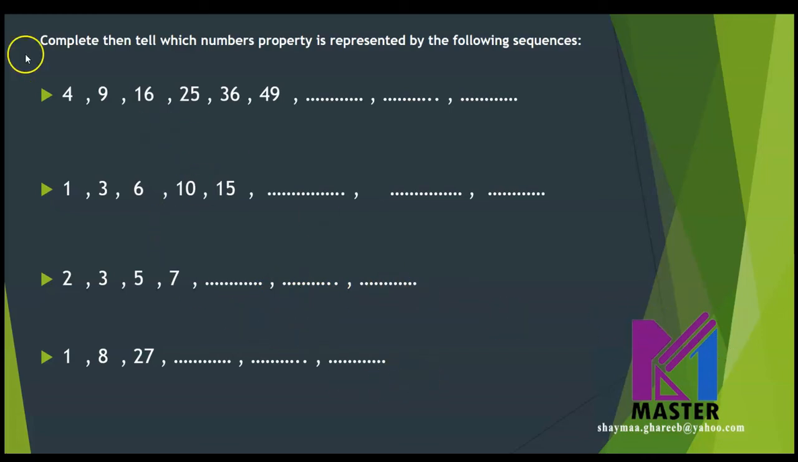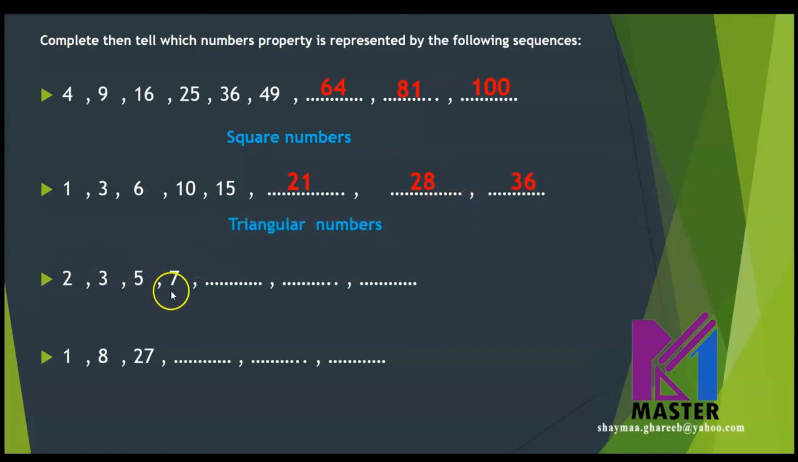Okay, now let's start. 4, 9, 16, 25, they are square numbers. So after 49, we are going to square 8, which is 64, then 81, then 100. And the property represented is square numbers. 1, 3, 6, 10, 15. We added 2, then we added 3, then we added 4, then we added 5, so we will add 6, then we will add 7, then we will add 8. What are these numbers? Triangular numbers.